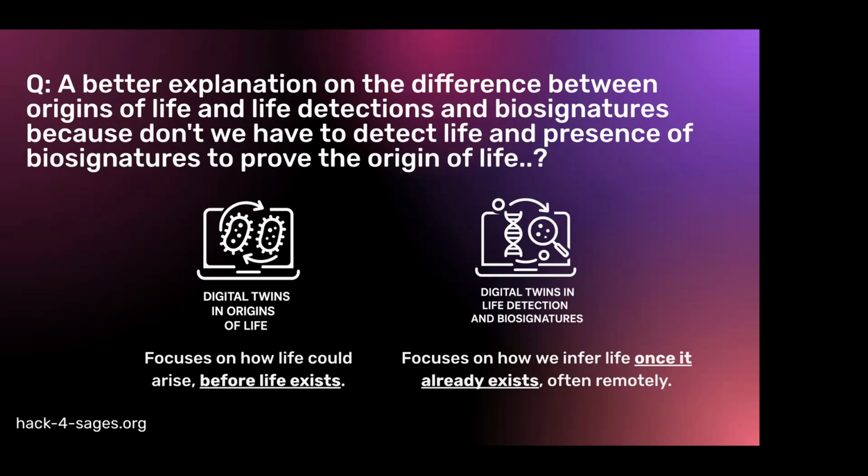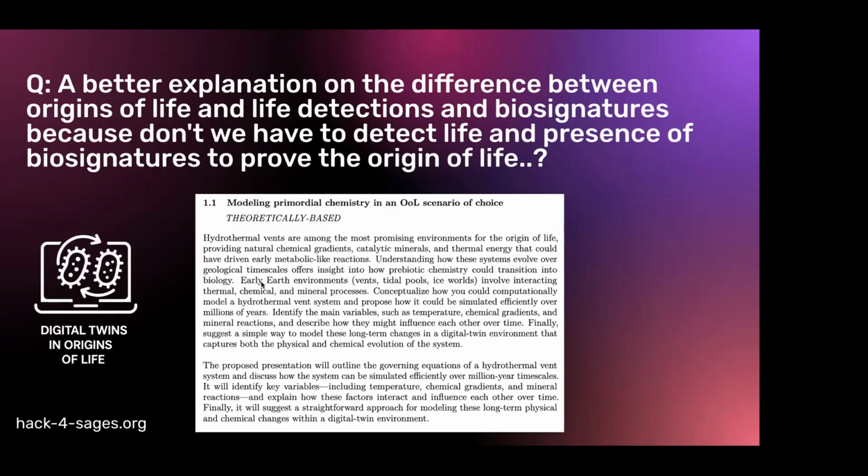Meanwhile, the other category, digital twins in life detection and biosignatures, focuses on the time when we already have life and we're trying to come up with ways to detect it, or to identify the features that life has that make it detectable and make it different from, for example, what makes a planet with life different from a planet that doesn't have life. So this is the difference between these 2 categories.